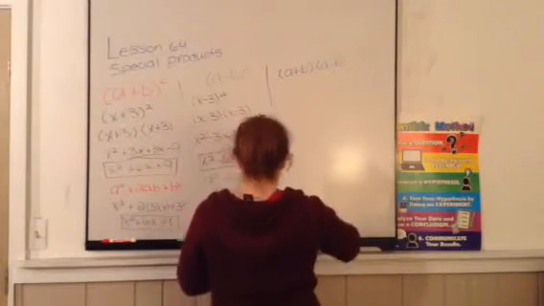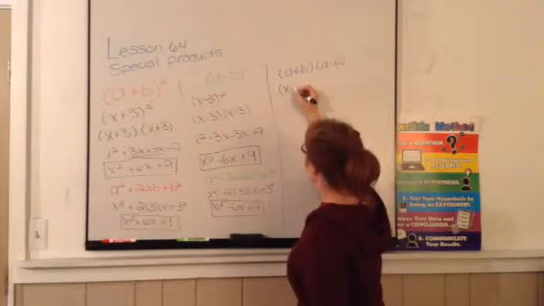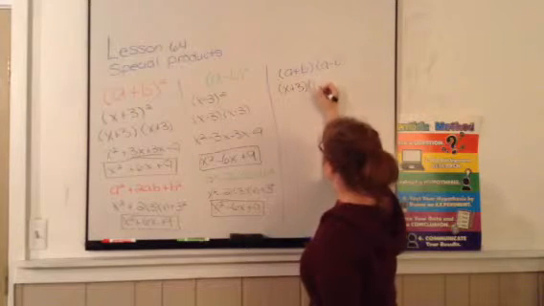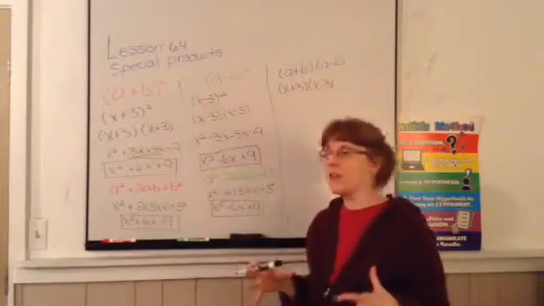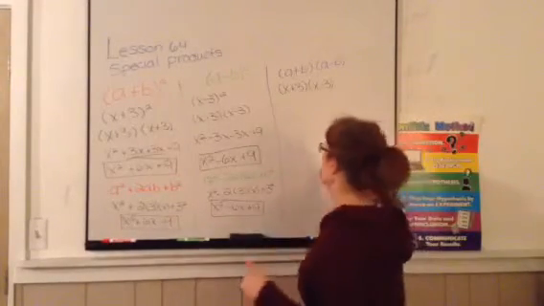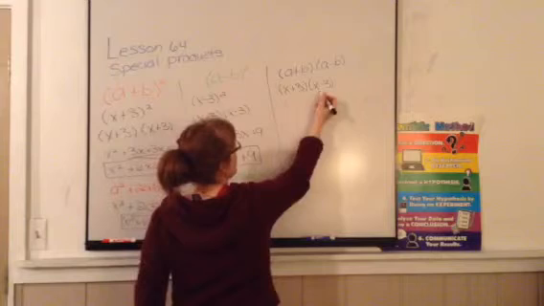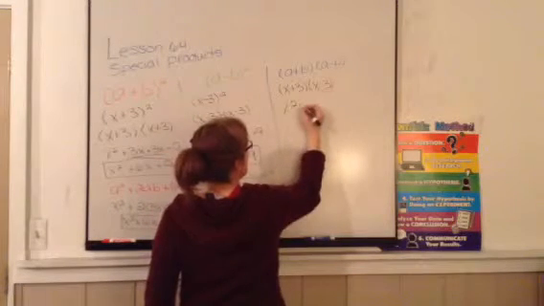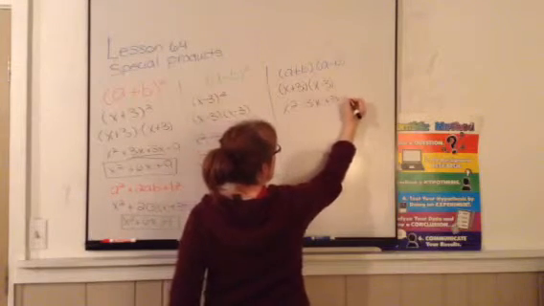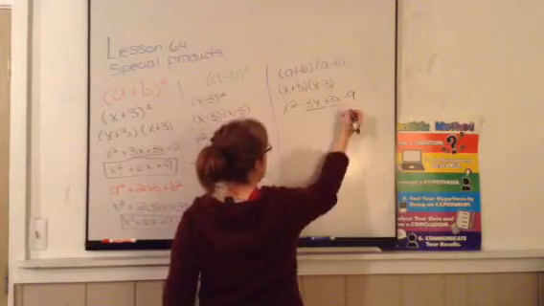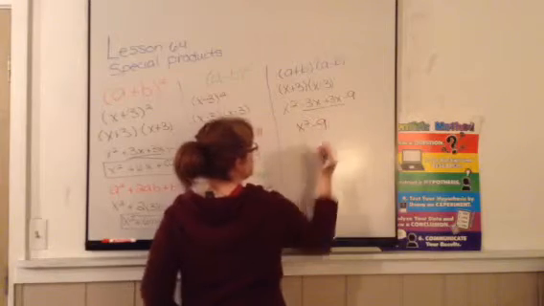All right. For the third one, I'm going to also use x and 3 again. So I'm going to have x plus 3 times x minus 3. This one has always been my favorite because I like things to look nice and neat. So this is really cool. You'll see that when we have a plus b and a minus b, the middle terms cancel out. So I have x times x is x squared minus 3x plus 3x minus 9. These cancel, which means my answer is x squared minus 9.